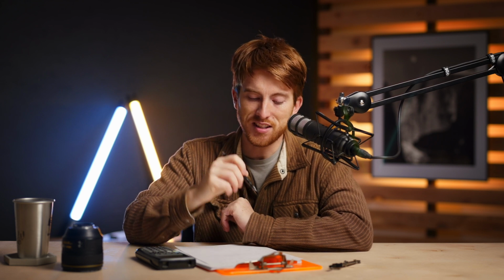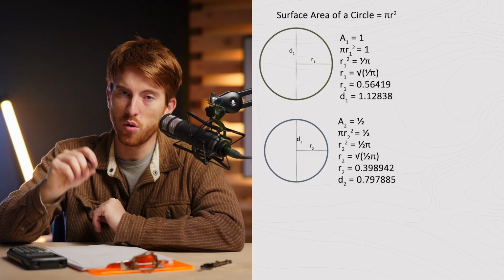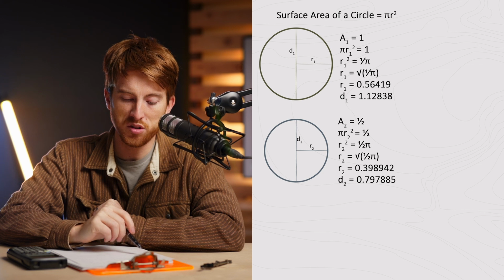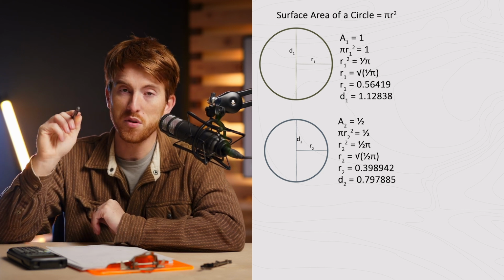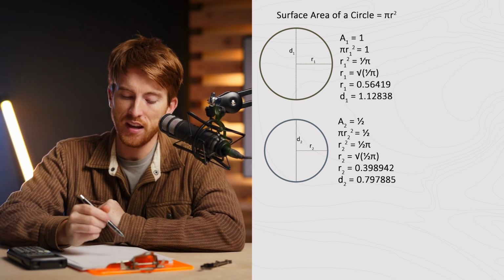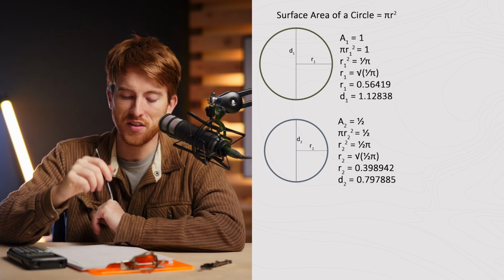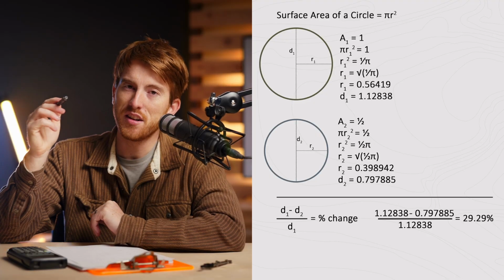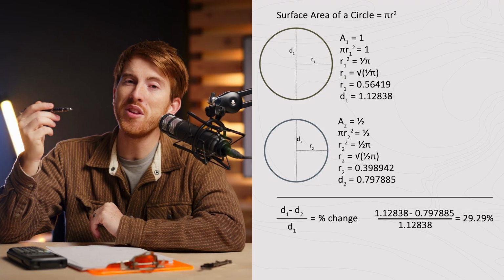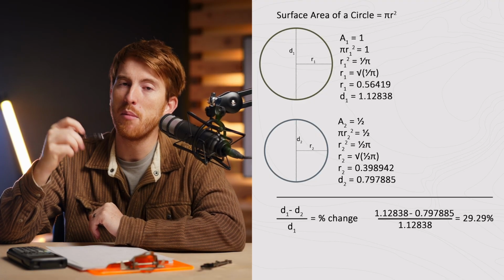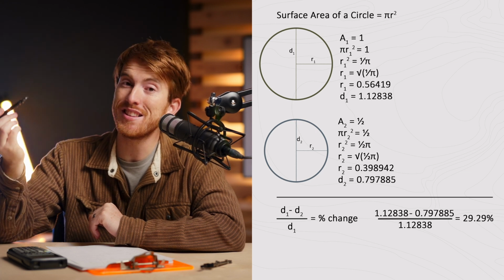I want to pause here for just a second. So we just cut the surface area of this circle in half. We went from a surface area of 1 to a surface area of 1/2. But if we look at the diameter of the circle with a surface area of 1, it is 1.12838. The diameter with a surface area of 1/2 is 0.797885. So we cut the surface area in half, but if we calculate the change in diameter, we only had to decrease the diameter by 29%, so less than a third.